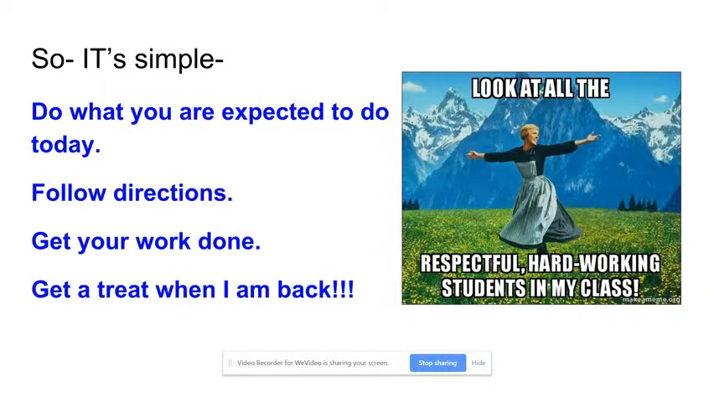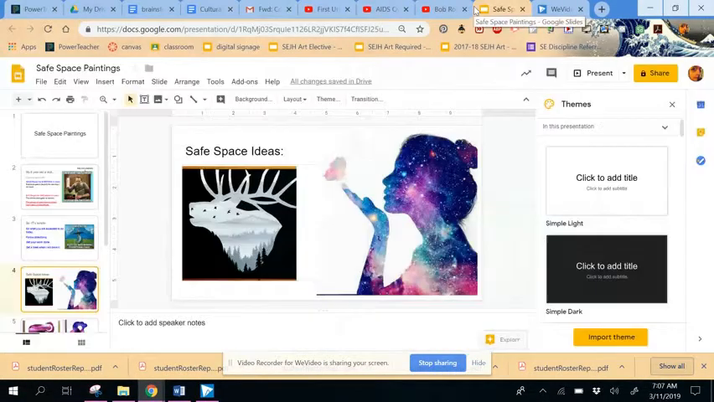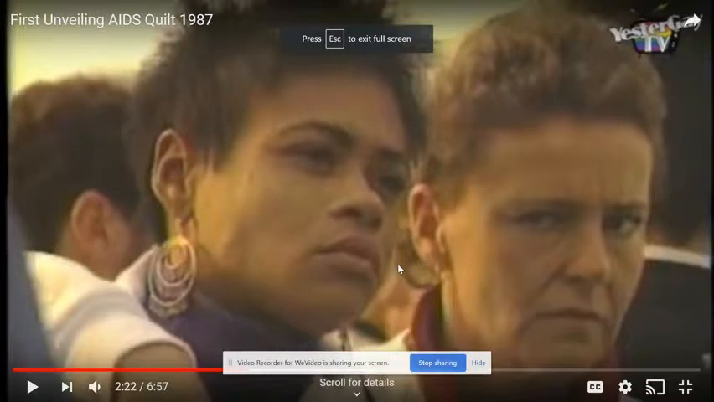So you just need to do what you're supposed to do today, which today you're going to be getting sketches done so that you're prepared to paint tomorrow. So what you're going to be doing is creating paintings for a quilt that's going to draw attention to the problems with violence against women and missing and exploited children.